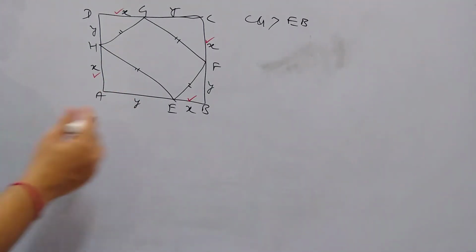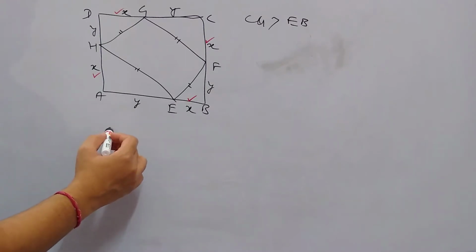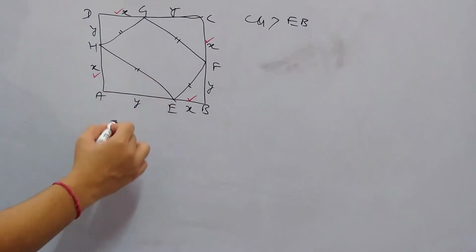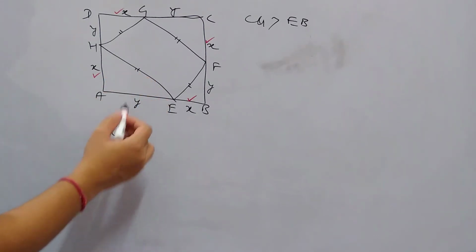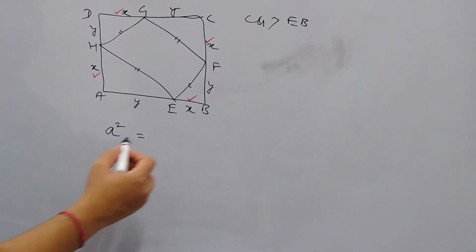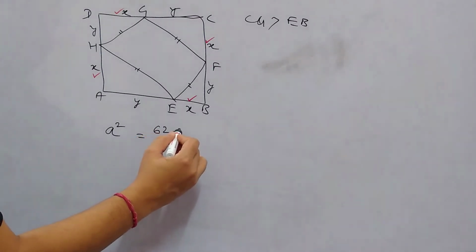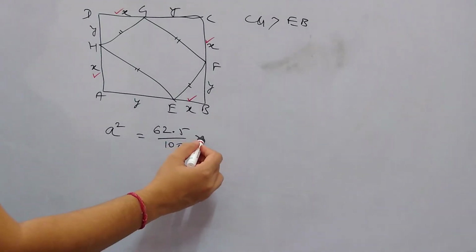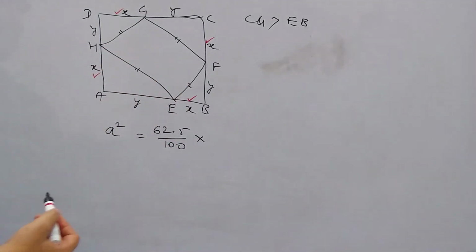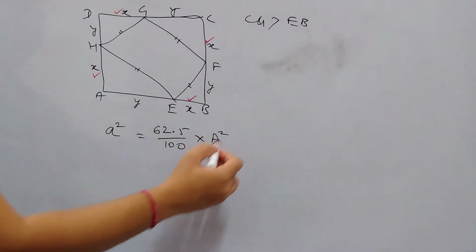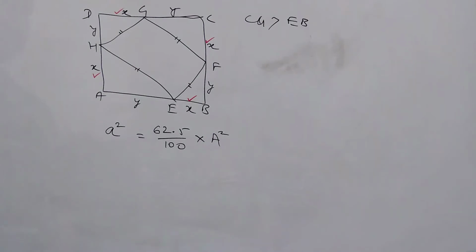Now it is given that the area of the inner square, let's say the side of the inner square is a. So a square is the area of the inner square, which is 62.5%, so 62.5 over 100, of the outer square. So let's say the side of the outer square is A. So the area will be capital A square. Okay. So this we know so far.